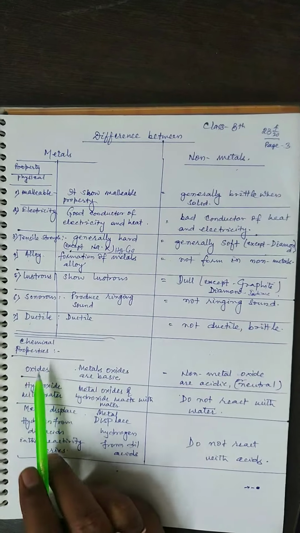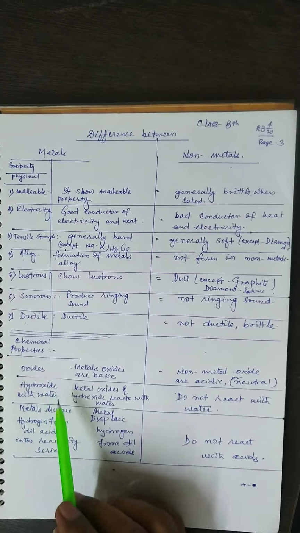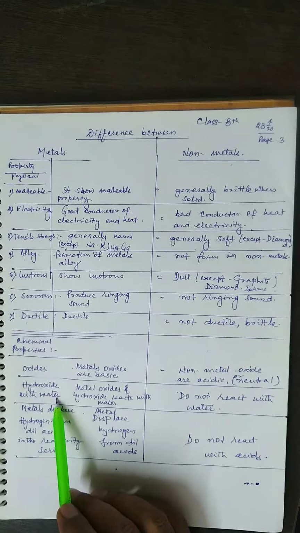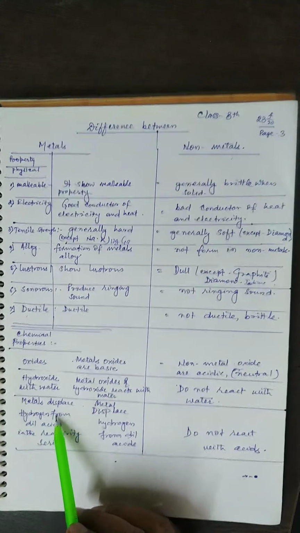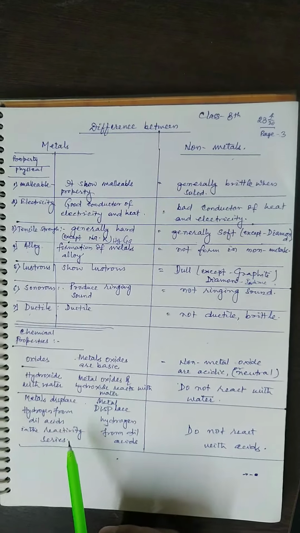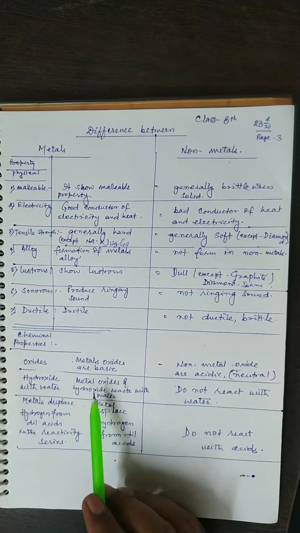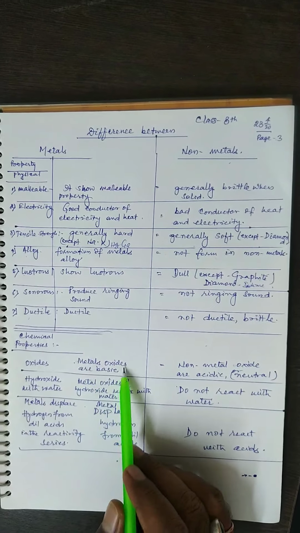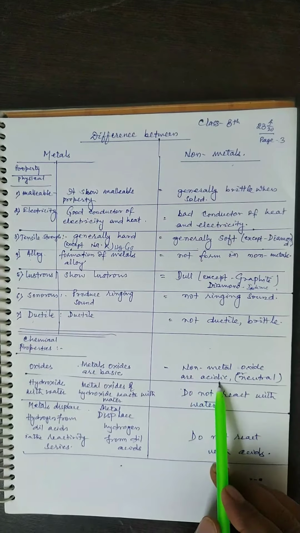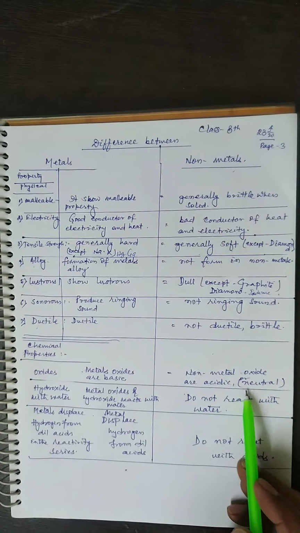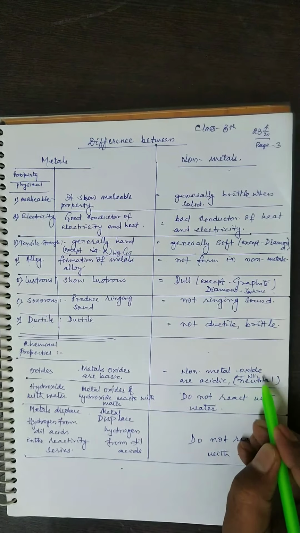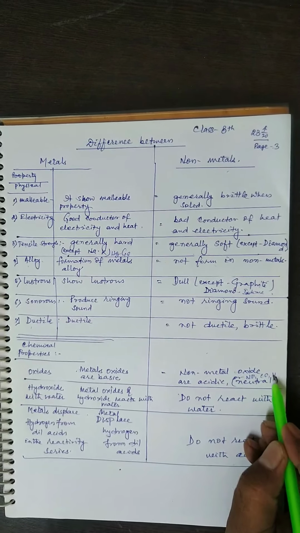Next, we have to read chemical properties: reaction of oxides, reaction with hydroxides and water, and metal displacement of hydrogen from acids. These three reactions we have to read in this chemical property. In metals, oxides are basic in nature. In non-metals, oxides are acidic in nature, and some non-metal oxides are neutral in nature, like NO, CO, and H2O.